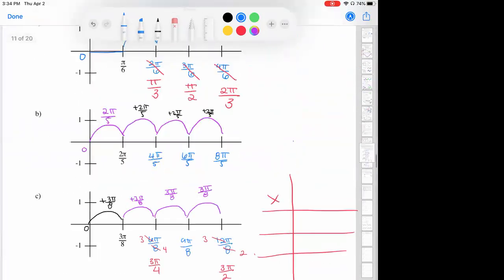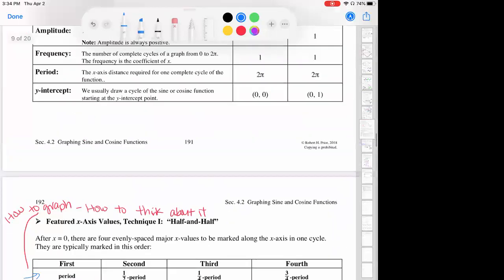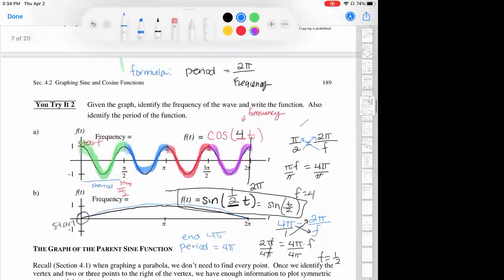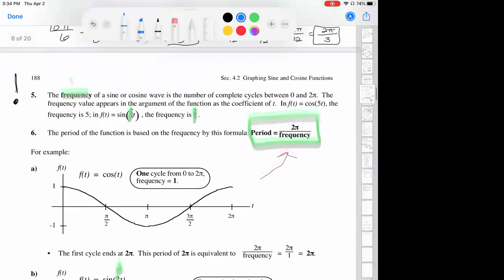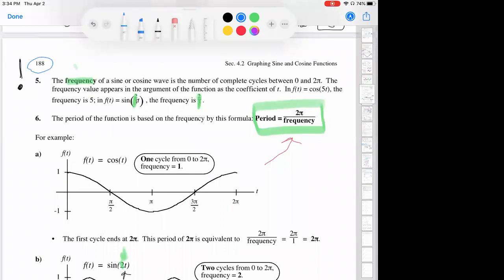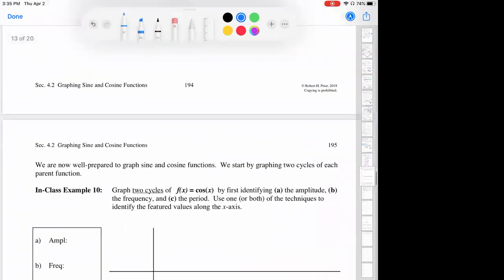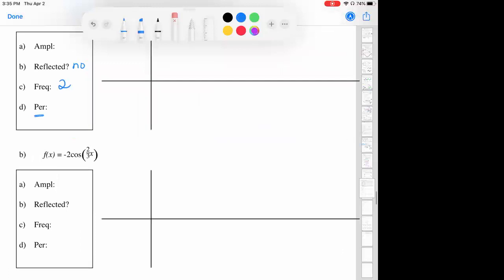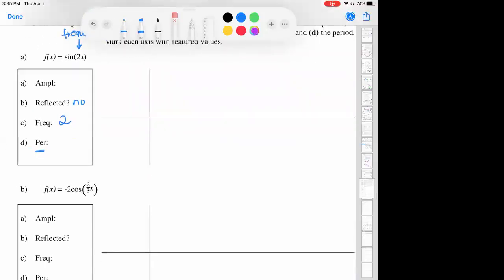To find our period, the period is 2 pi, yeah, and it goes based on that. That's the formula we highlighted, right? Period equals 2 pi divided by your frequency. And we also have it handy in our box. Our period is 2 pi over b, where b is our frequency. So period equals 2 pi divided by our frequency.